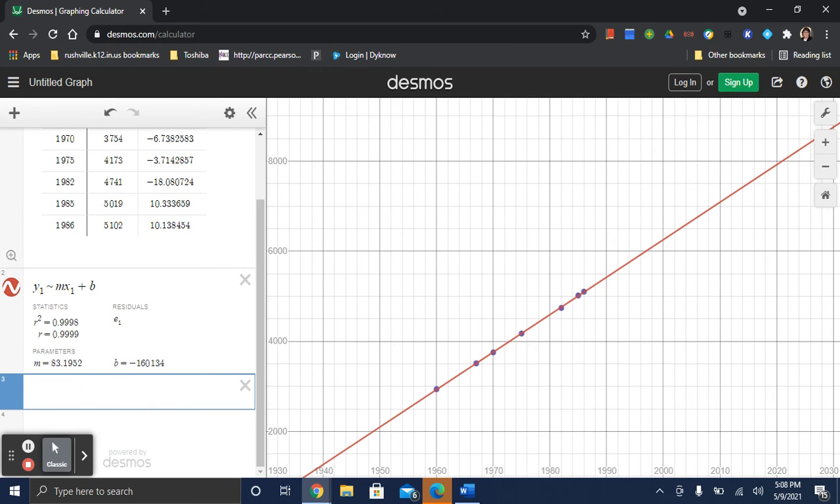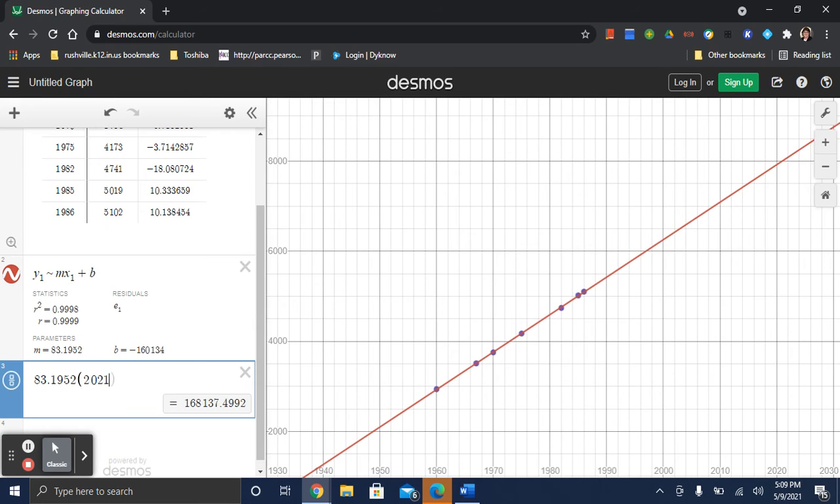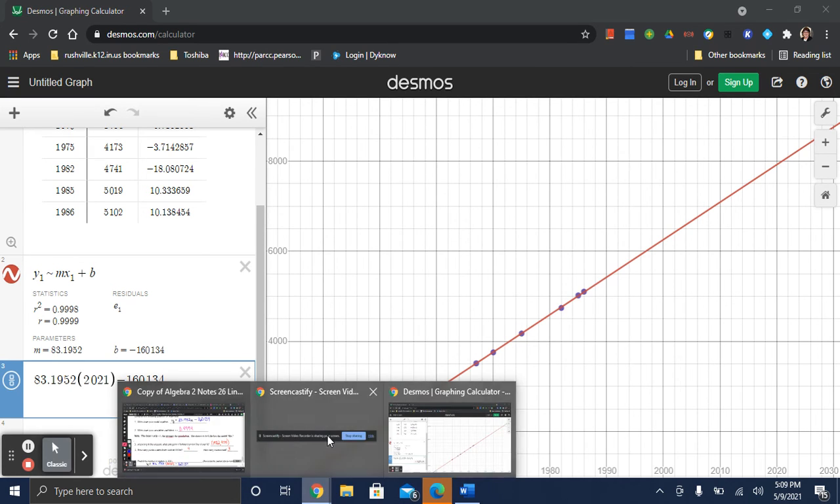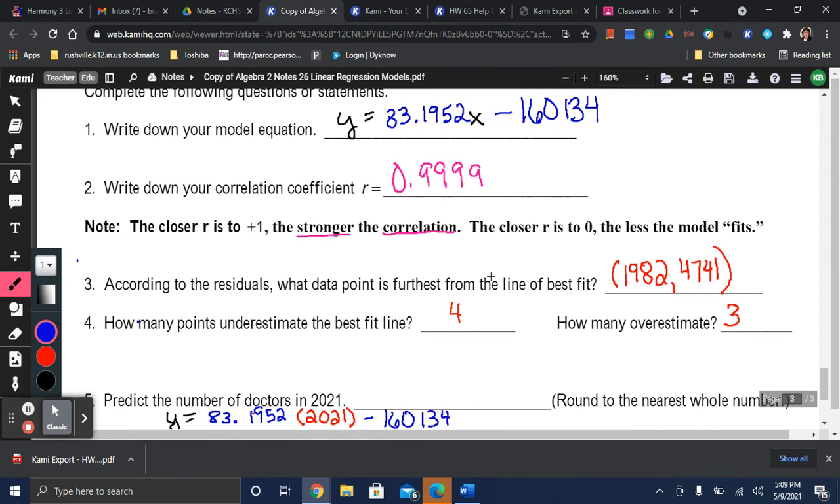So again, we take the M, 83.1952, multiply it by 2021, that's our X, minus, and then our B, 160,134. And then this is something we would round to the nearest whole number, since it's asking about how many doctors there would be. So 8,003 doctors. If this trend would continue in this direction, in this way, there would be 8,003 doctors in 2021 in this town.